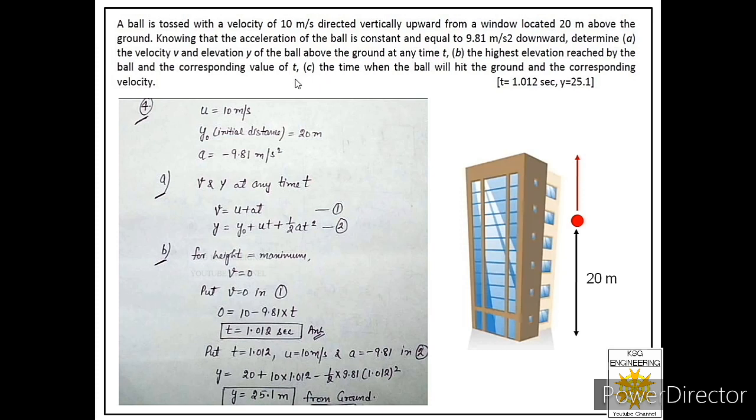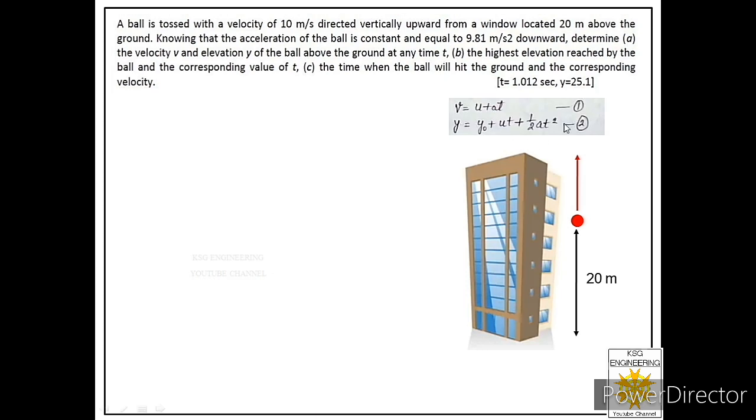Now we will find C part. So let us see what is given to us in the C part. We have to find the time when the ball will hit the ground and the corresponding velocity. Means we have to find at what time the ball will hit the ground and what will be the velocity of the ball at that time. So we know about these two equations. We have calculated these two equations in A part. So these two equations will help for C part also.